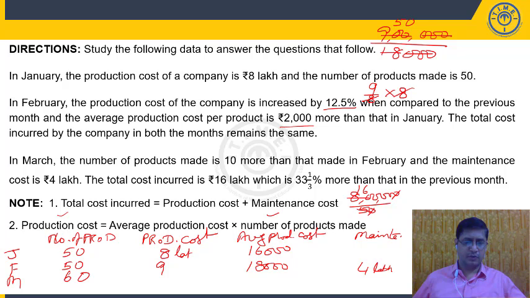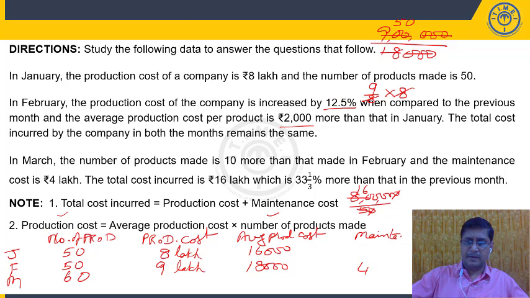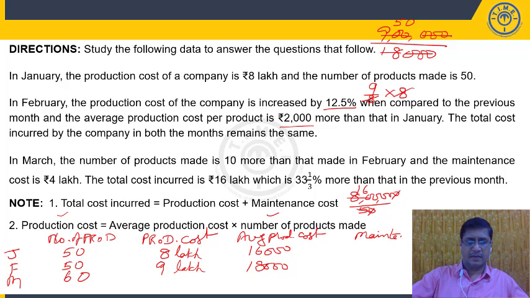Of course, it is also lakhs of rupees. And the total cost incurred is equal to 16 lakhs of rupees. So total cost here is 16 lakhs. Sorry, one minute please. Here, the March month maintenance cost is 4 lakh rupees. And here 16 lakh is the total value, which is 33 1/3% more than the previous month.